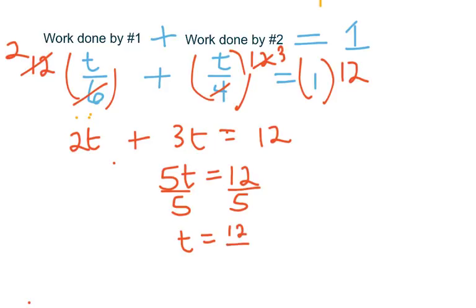Oh my gosh, I've got a fraction. What am I going to do? I'm going to make a mixed number. Think about my units. 5 goes into 12 two and 2/5 times. So t equals 2 and 2/5 hours.